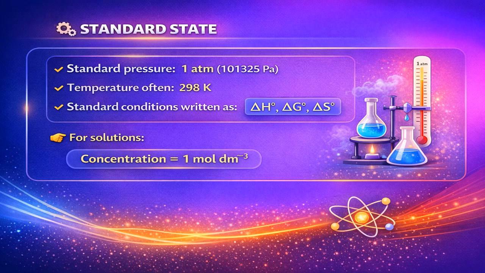To compare reactions fairly, we use standard conditions. Standard pressure is 1 atmosphere and temperature is usually 298 Kelvin. For solutions, concentration is 1 mole per cubic decimeter. Under these conditions, we use the symbols delta H standard, delta G standard, and delta S standard.